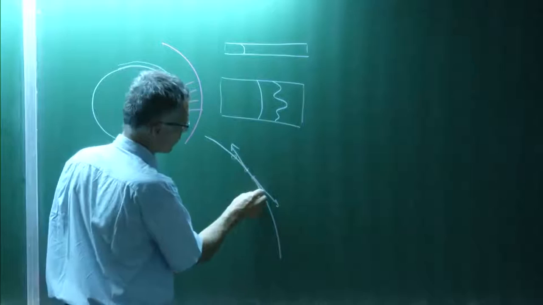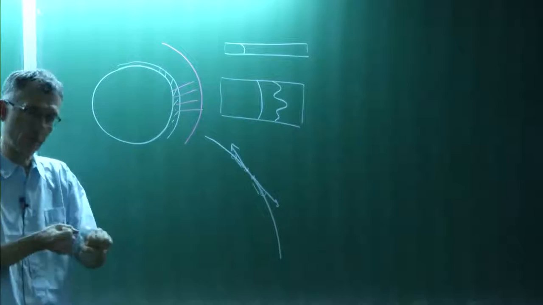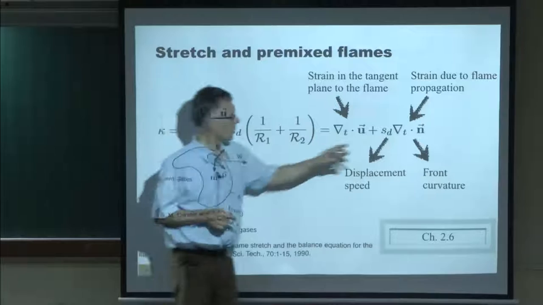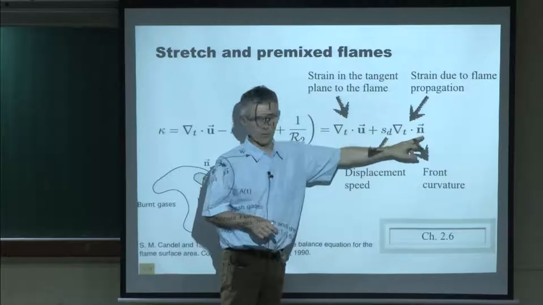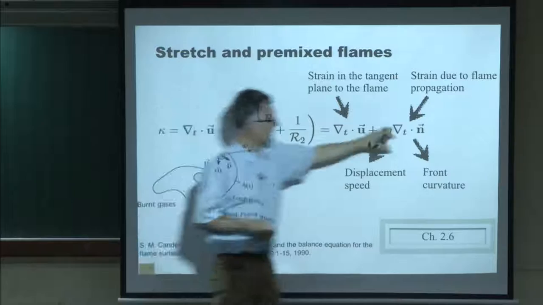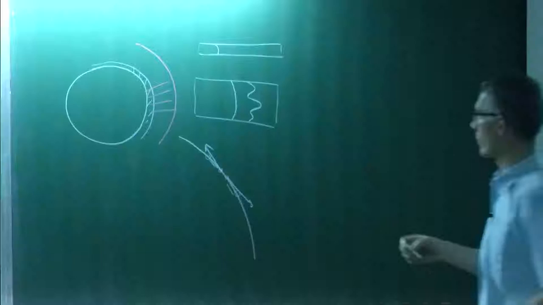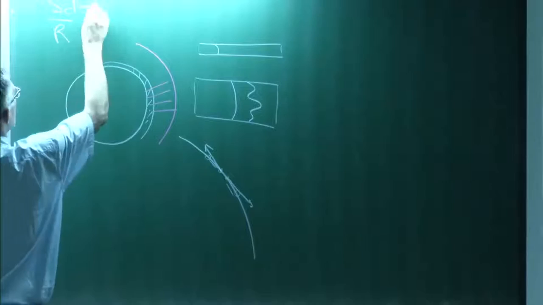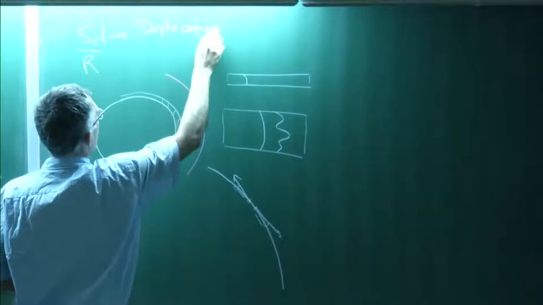So stretch is due to the velocity. Now there is a second effect to stretch, which is not that obvious: stretch is due to curvature. This is the gradient of the normal. Those of you who have looked a little bit at geometry should remember that this is actually 1 over the radius of curvature. So this term can be written also as SD over R. This is the displacement speed, the one we have introduced before. And this is the curvature.